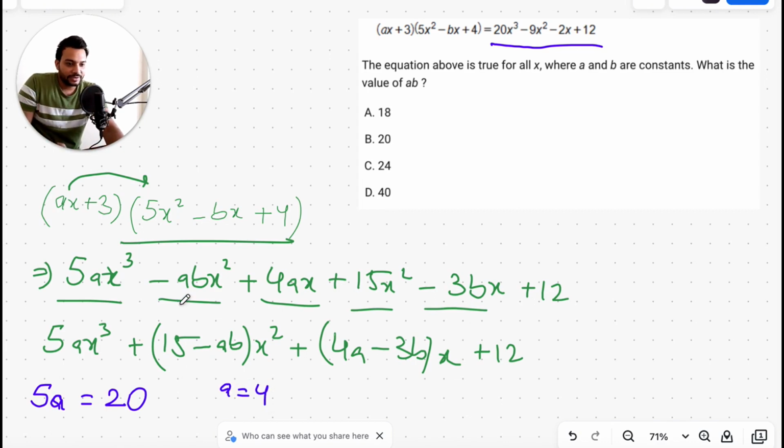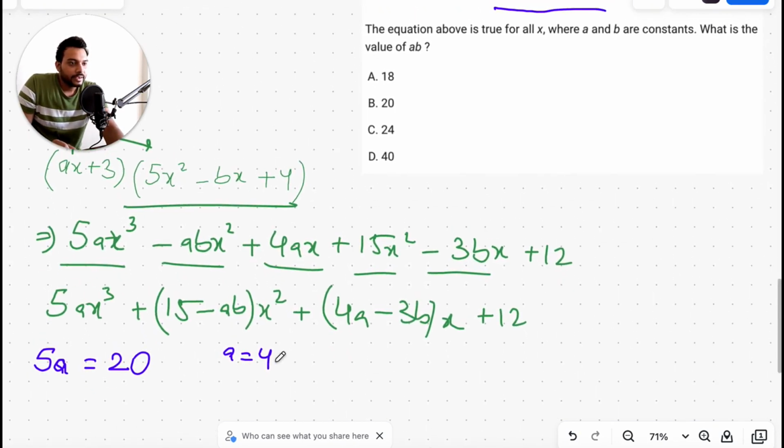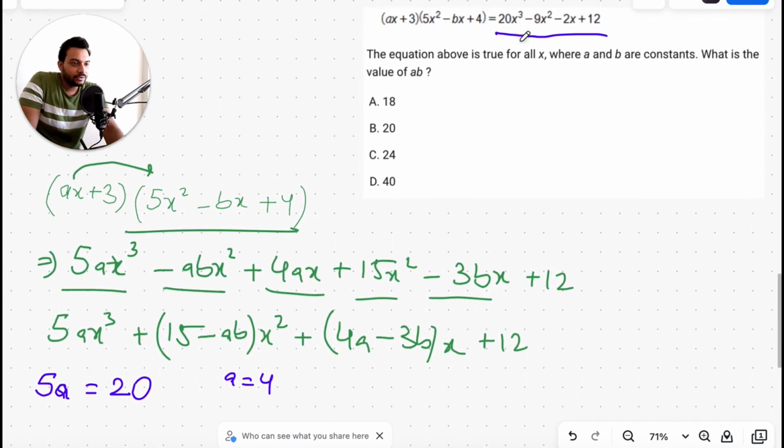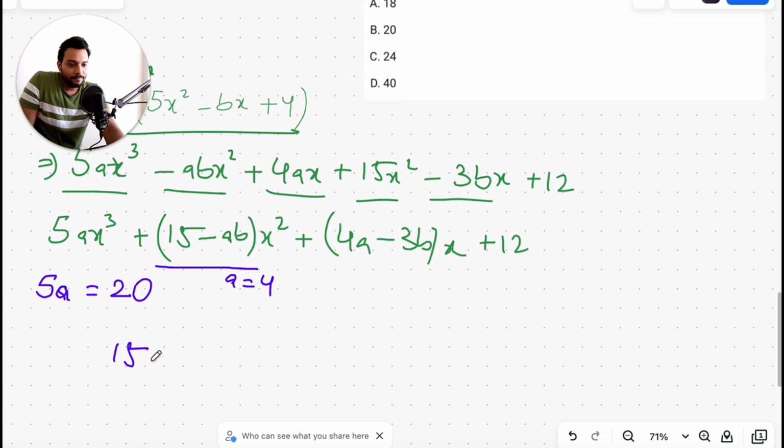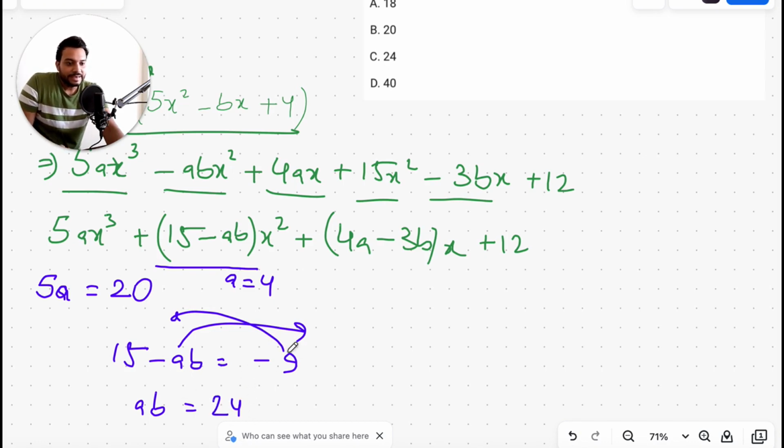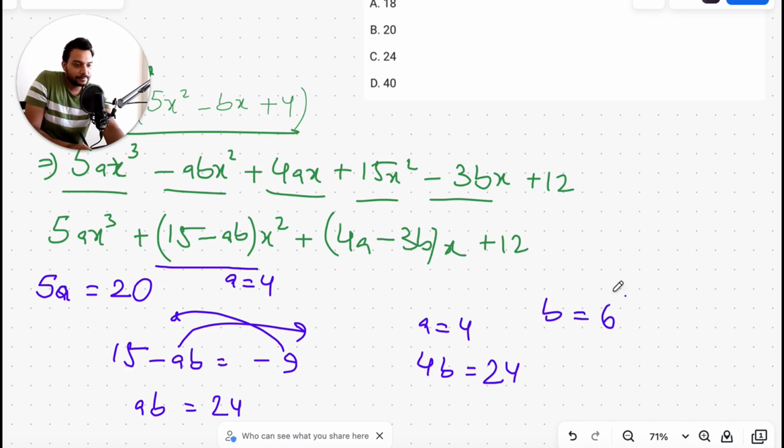Then we need to find the value of b. For that we can use either the x squared or the x coefficient. Let's say we use the x squared coefficient. So the x squared coefficient is negative 9 on the right hand side, and on the left hand side it's this. So 15 minus ab is equal to negative 9. So ab is equal to, I take this here and negative 9 to this side, 15 plus 9, which is 24. Now a is 4, so 4b is equal to 24. b is equal to 6.